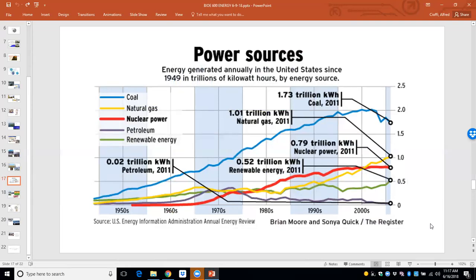So this whole graph is based on electricity? Yes, exactly. This is kilowatt production per hour in the United States. Okay, so this is the production of electricity.